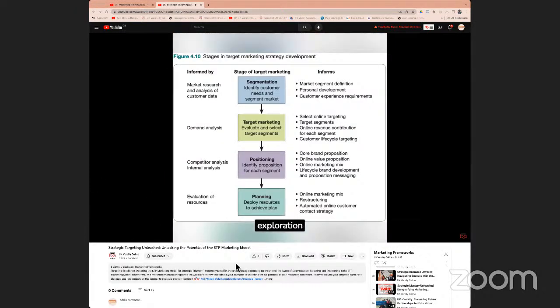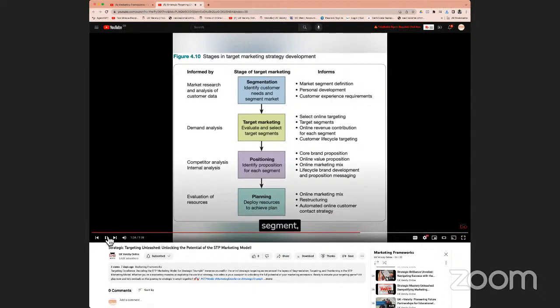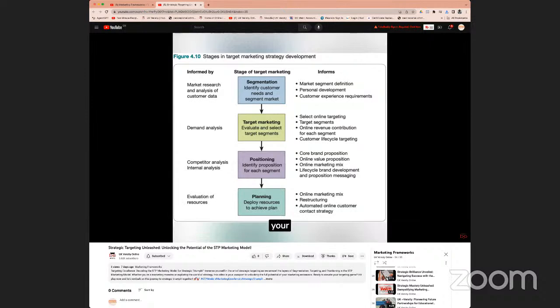That wraps up our exploration of the STP marketing model. Knowing how to segment, target, and position your market can be a game changer for your marketing strategy. In this installment, we've dissected the STP marketing model, giving you a theoretical backdrop as well as a real-world example with Tesla. This model remains a cornerstone in the realm of marketing. Stay tuned as we delve.